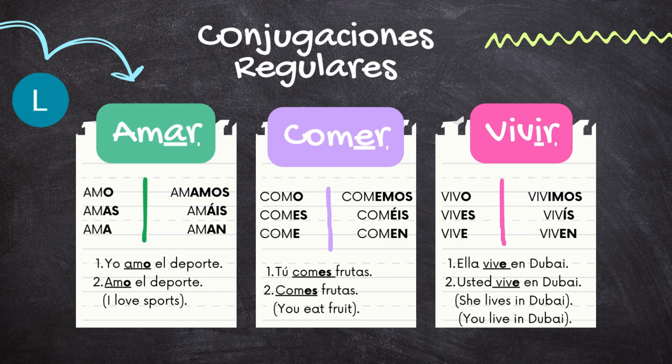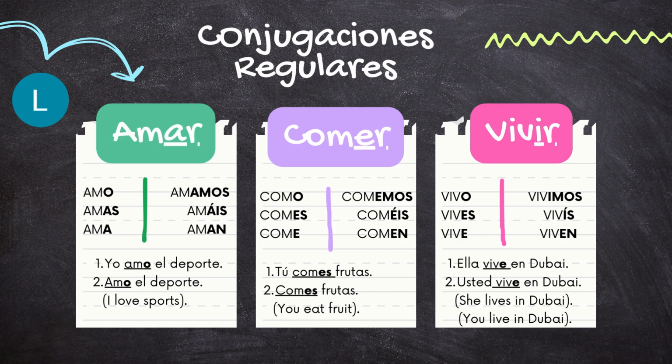The last one is vivir. Vivir means to live. The raíz or the stem is B corta y B corta, or VIV. I write that all throughout my 6 conjugations and then add the endings or conjugations of the IR ending verbs: o, es, e, imos, ís, en. Ella vive en Dubai. Usted vive en Dubai.